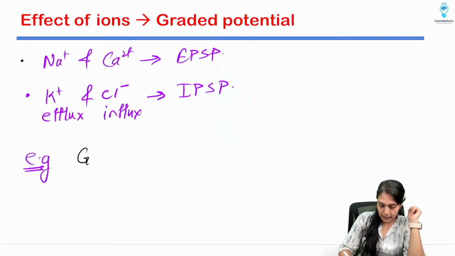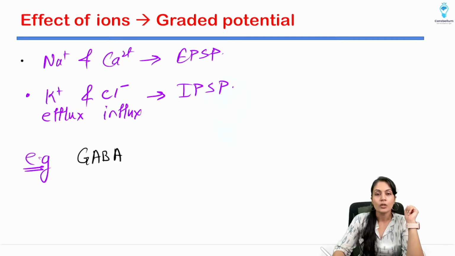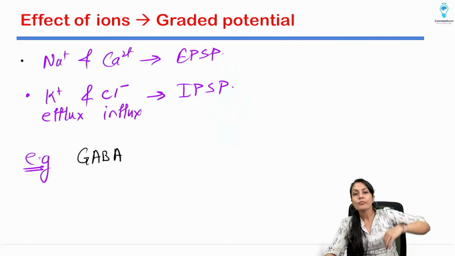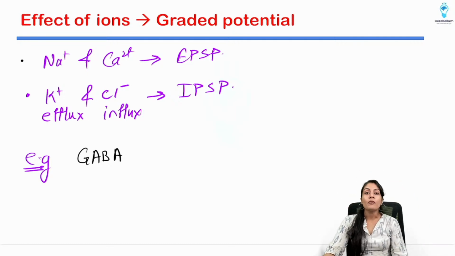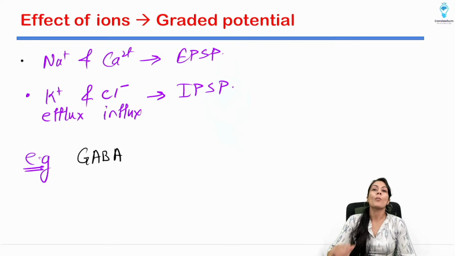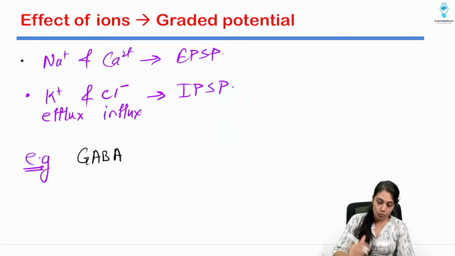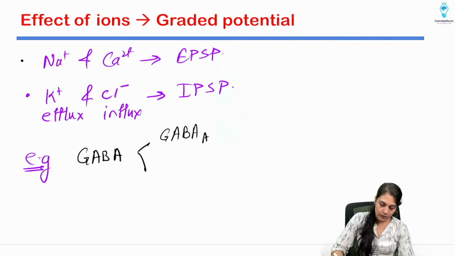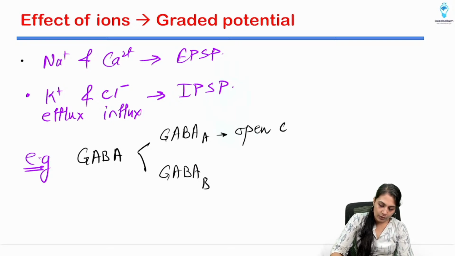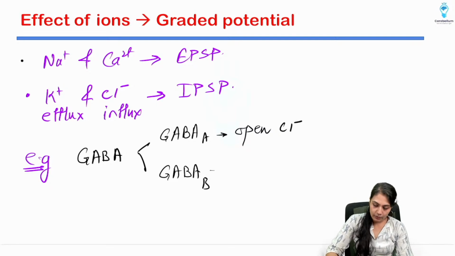Remember, GABA is the neurotransmitter released by the neurons, and depending on what type of receptor it activates, it opens up different channels. There are two major types of receptor; there are three also, but we are going to talk about two, GABA A and GABA B. GABA A will open up the chloride channels, GABA B will open up the potassium channels.